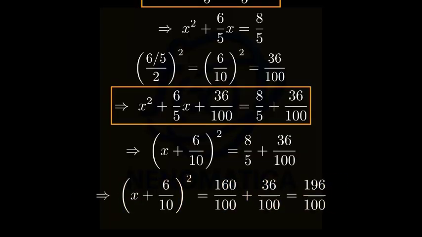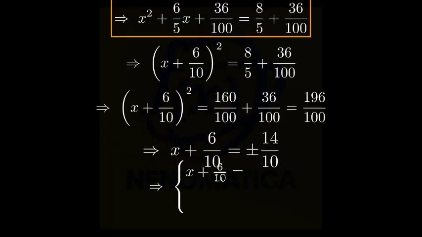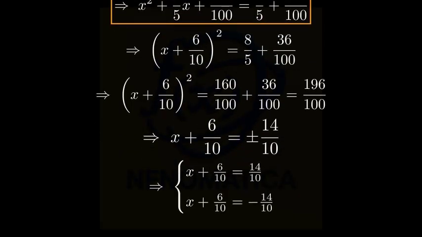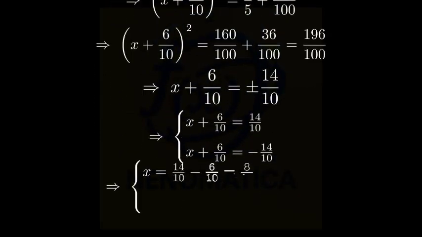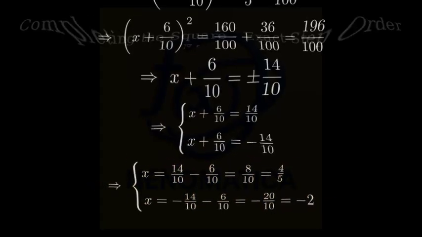Step 5. Take the square root of both sides. Step 6. Solve the 2 linear equations. Subtract 6/10 from both sides in each case, then simplify. Therefore, the solutions are x equals 4/5 or x equals negative 2.